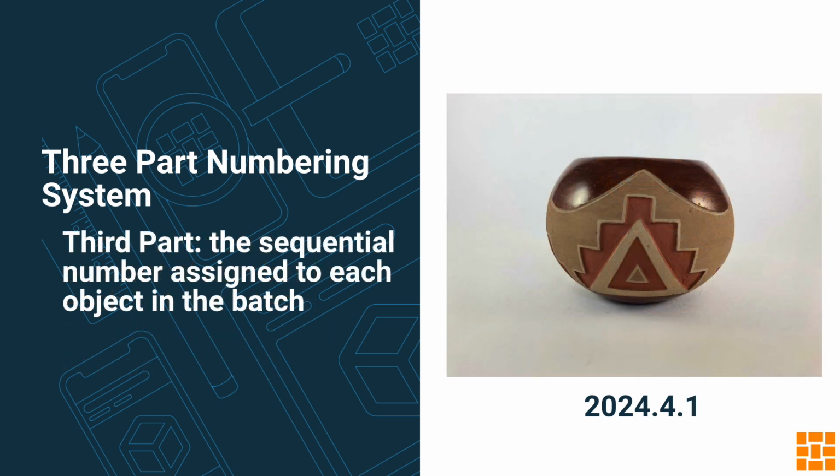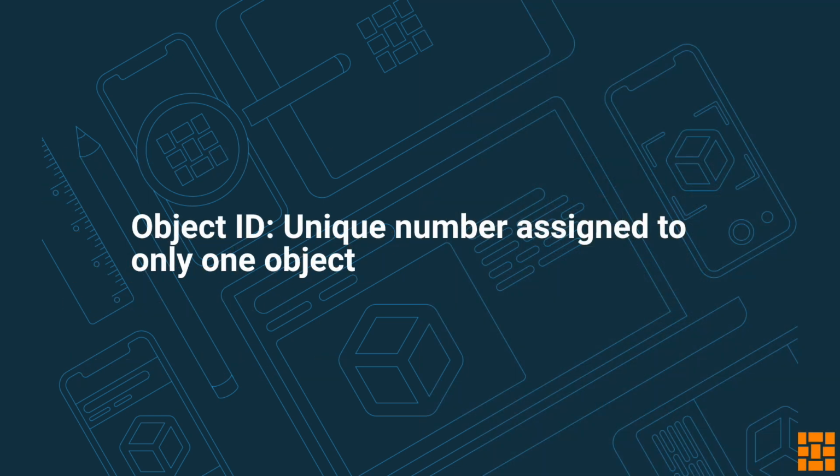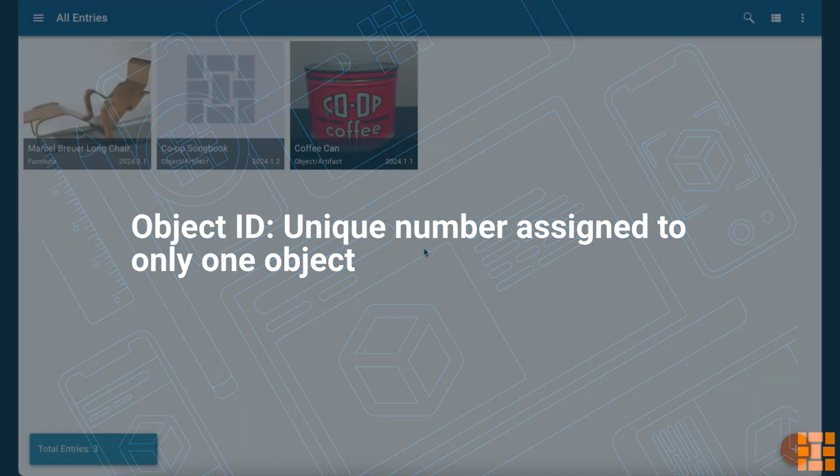The third part is a sequential number assigned to each item in the accession. For example, the first item from the fourth donation of 2024 would be assigned 2024.4.1, and this creates the object ID. The object ID is a unique number that can only be assigned to one object, and it should be physically attached to the object in some safe way.